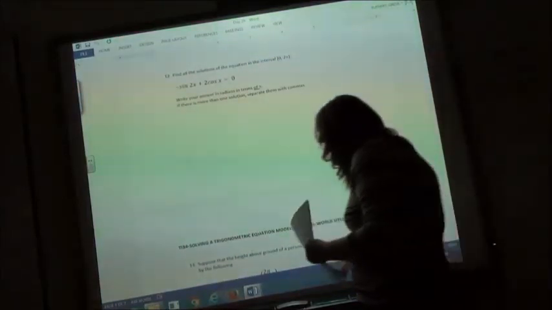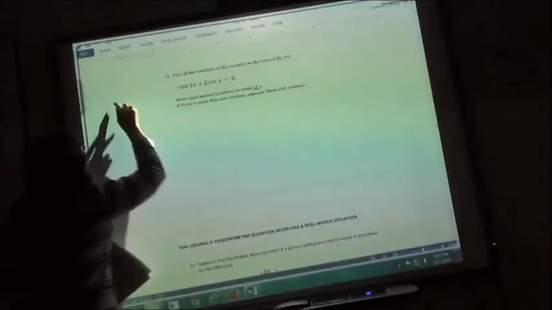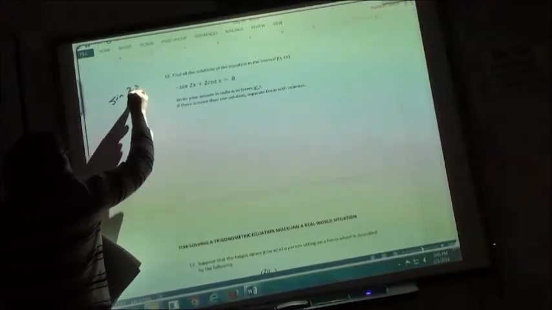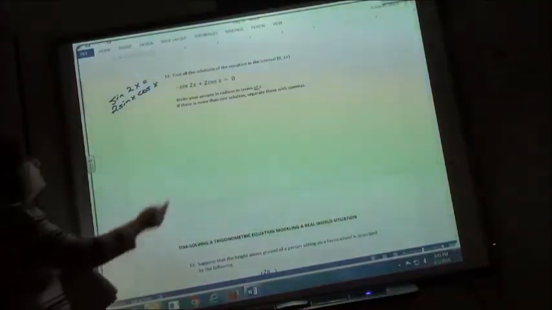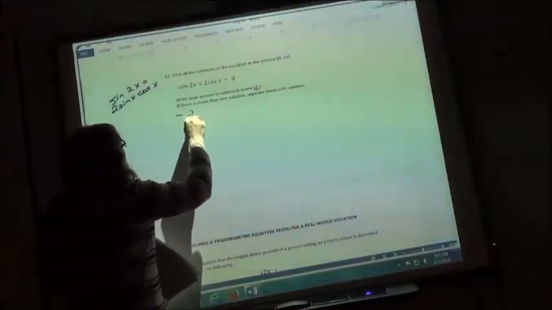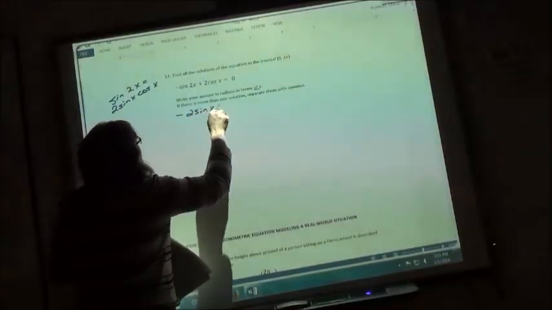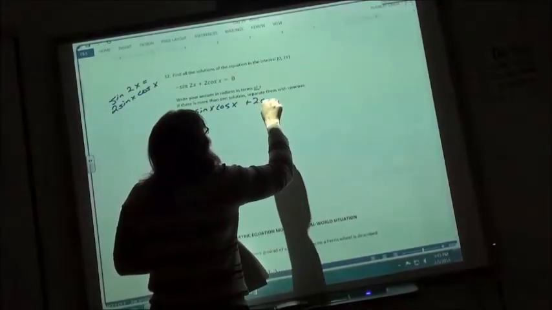Number 12, again we have the sine of 2x. The sine of 2x is equal to 2 sine of x cosine of x. That's our double angle identity that we're going to want to use on that one. So we're going to have negative 2 sine of x cosine of x, since there was a negative in front of our double angle, plus 2 cosine of x equals 0.